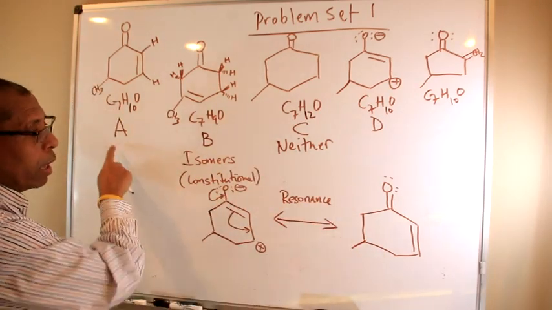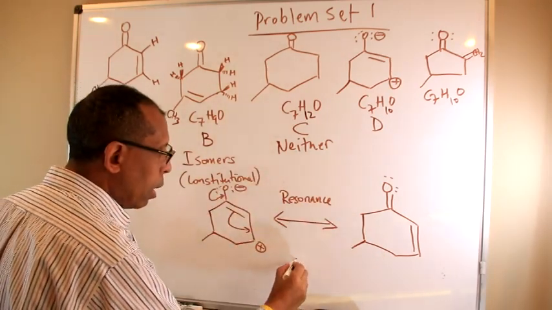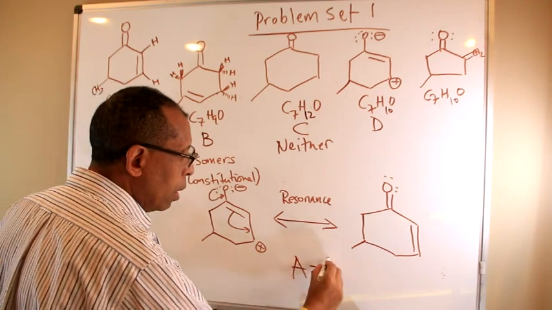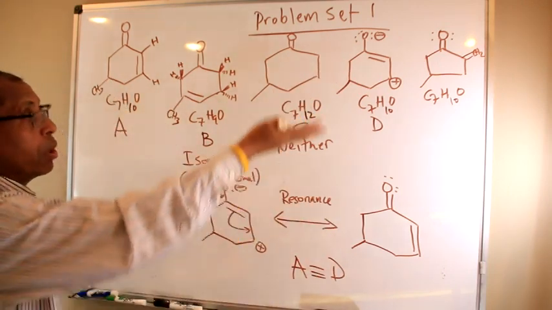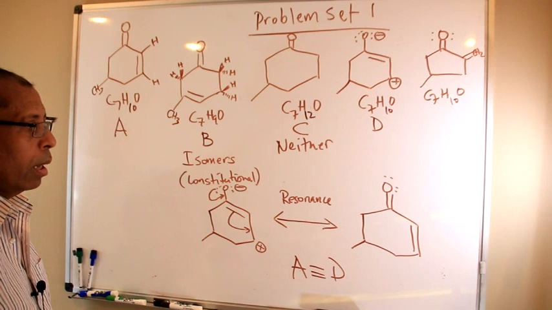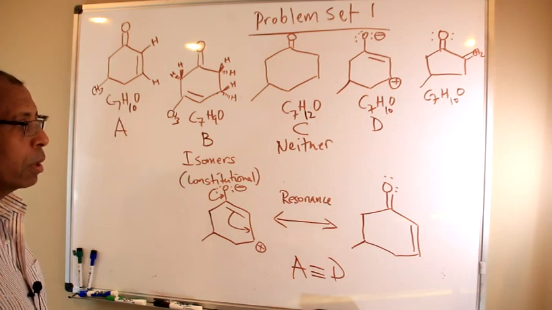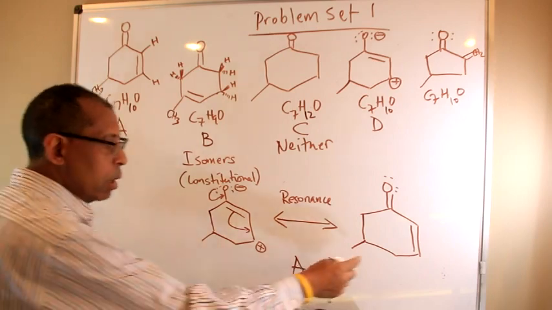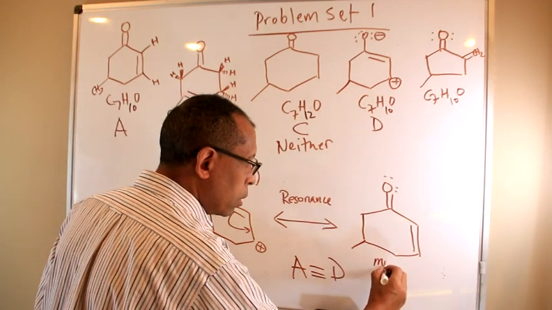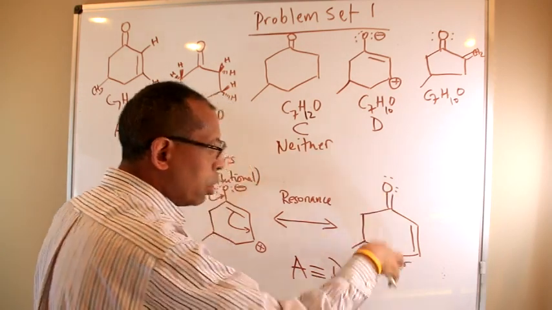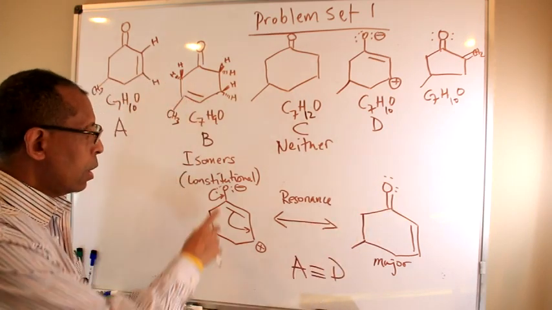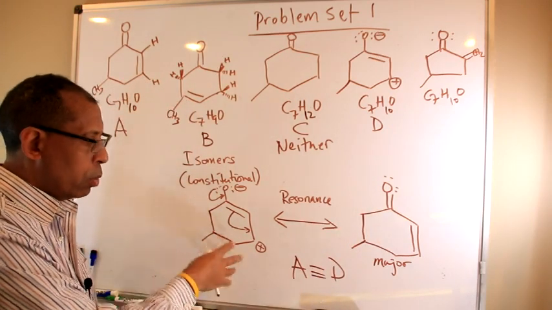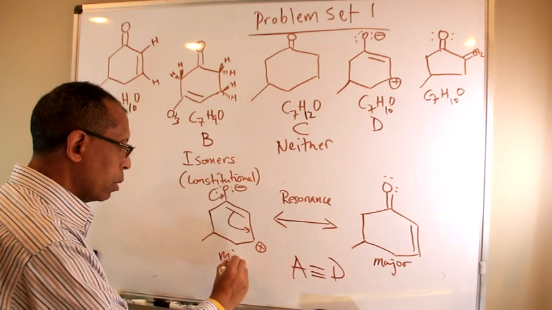That means compound A and compound D are the same compound. They are just one is the resonance structure of the other. As I already told you, in resonance structures, this is the major contributor because there is no charge on it. This has a charge separation, so it would be a minor contributor between the two.